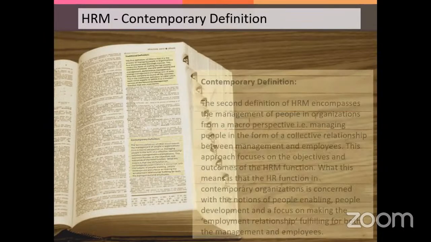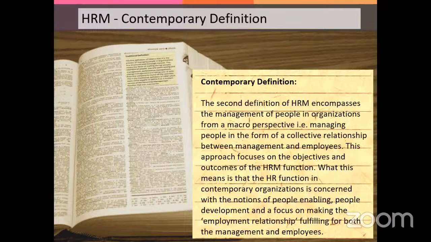Now, looking at the other side of the contemporary definition, the second definition of human resource management encompasses the management of people in organizations from a macro perspective, that is managing people in the form of a collective relationship between management and employees. When we say macro, that means nobody is less important. The organization is as important as the people. And when we look at it as a collective relationship, the organization has objectives, the people also have objectives. So if we must fulfill organizational objectives, then we must also fulfill the individual objectives of the people found in the organization.